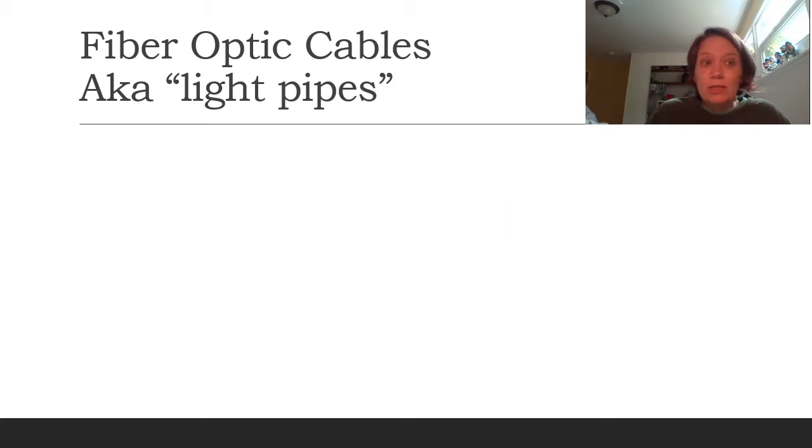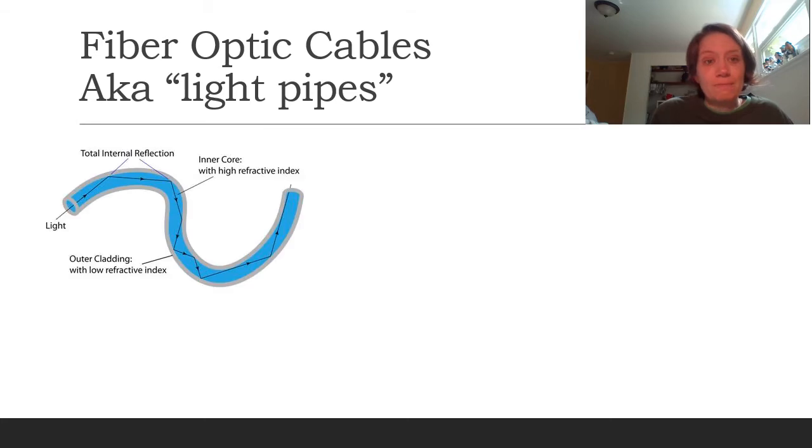So we've used this property of total internal reflection to make one of the most critical pieces of technology that we use for information transfer in our current era, known as fiber optics. Fiber optics sometimes are called light pipes because they are basically a pipe for keeping light in.